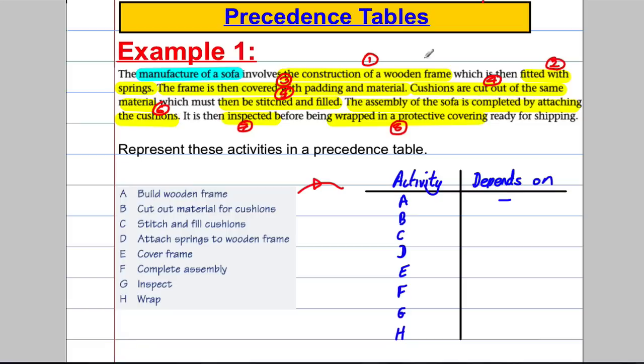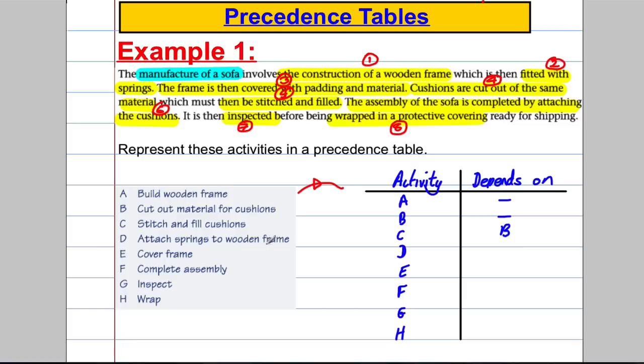You cut out the materials for the cushions, which I've put as B. The cutout of the materials for the cushions doesn't require anything to have happened first. So again, this is nothing. Now C, to stitch and fill the cushions, you clearly have to have cut the material for the cushions out first. So C depends on B having happened. So we would show that in this picture.